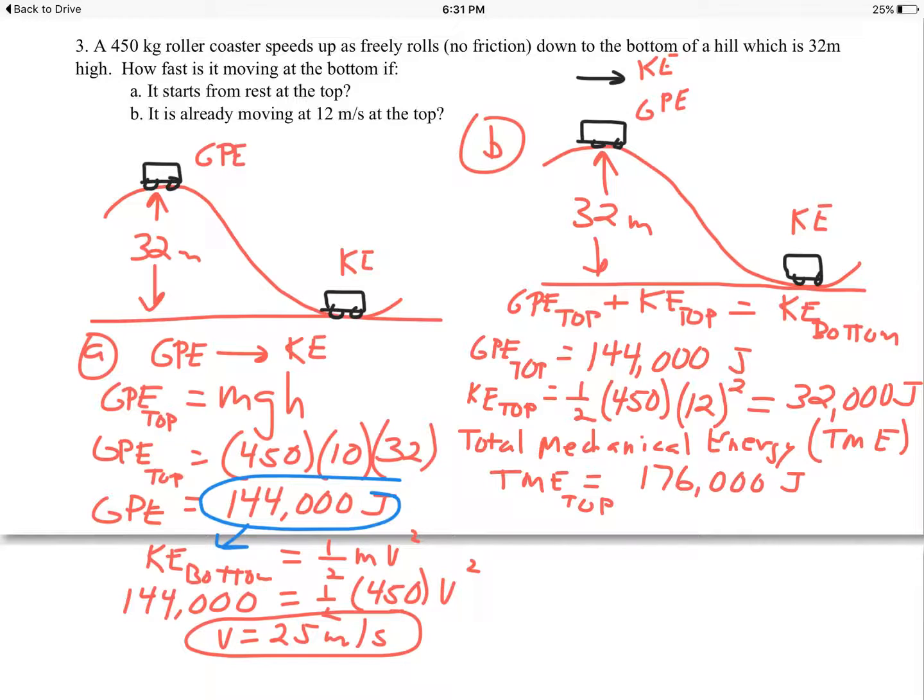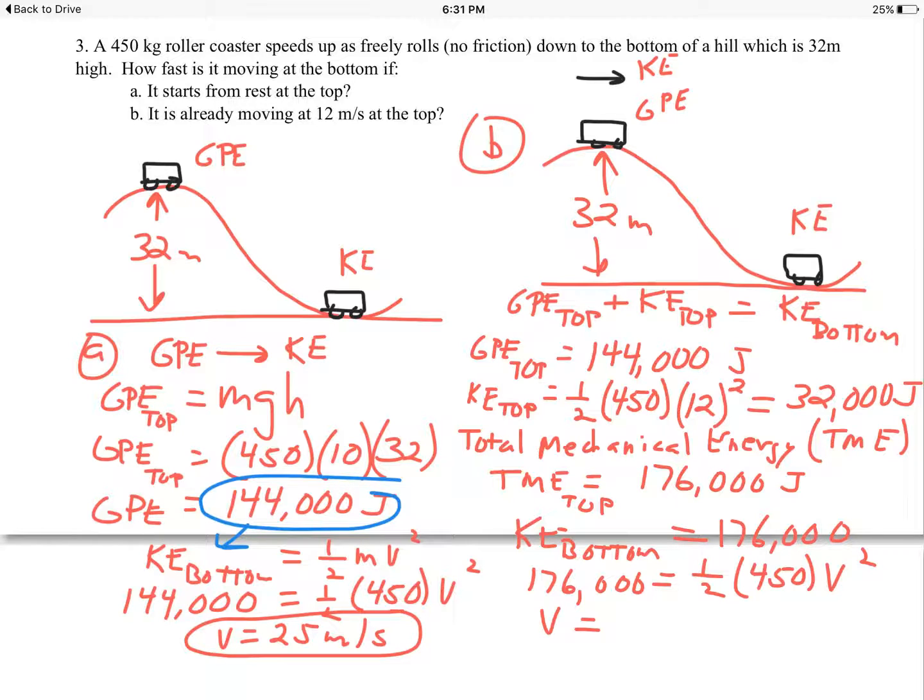Well, that's all going to transfer to the kinetic energy at the bottom. So the kinetic energy at the bottom will equal the 176,000 joules. In other words, 176,000 will equal 1/2 times the mass of the car, 450, times v squared, the v being at the bottom. It comes out in this case that v is 28 meters per second. That's in meters per second. So now we're approaching 60 miles per hour.